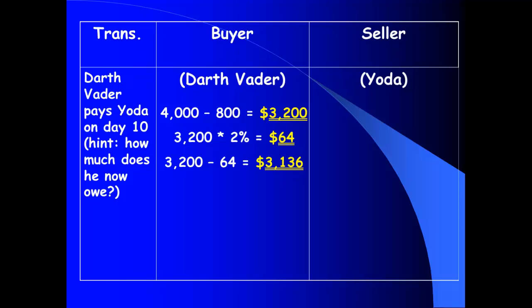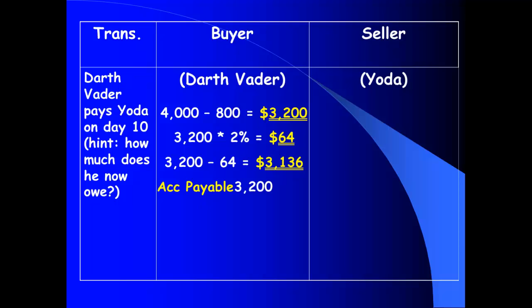Let's make a journal entry now. We're on the buyer's books. What do I have less of? I have less accounts payable. Good. Now, how much is accounts payable balance on my books right now? $3,200. So I need to make accounts payable go down by its current balance, $3,200. All right, accounts payable needs to go down by $3,200 to get it off of my books.